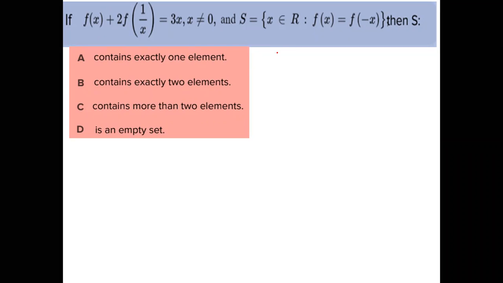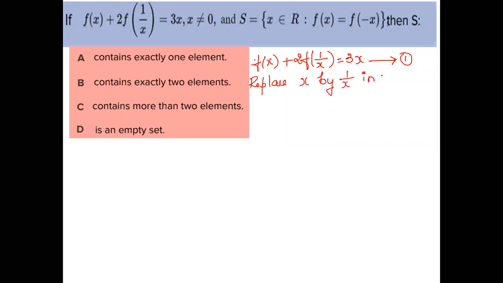So whatever they have given, we'll write it first. That is f of x plus 2 into f of 1 by x is equal to 3x. Take it as equation 1. Okay. Now what you have to do? You have to replace x by 1 by x in equation 1. So what happens to equation 1?